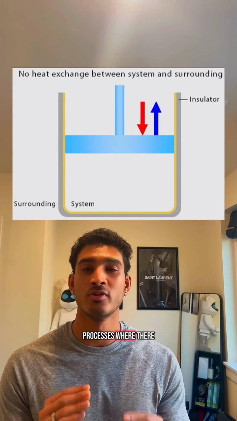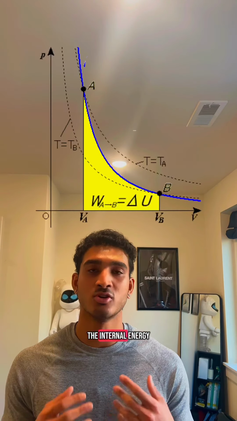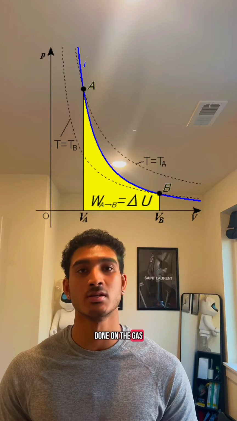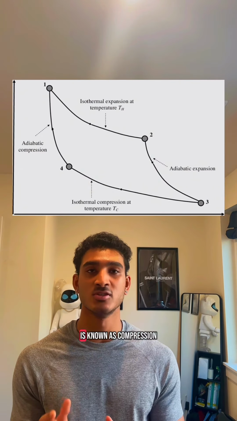And finally, we have adiabatic processes, where there is no heat transfer. This is also represented by an inverse graph, but it is steeper than the isothermal. In this case, since the heat is equal to 0, the internal energy must be equal to the work done on the gas. A final point that I want to make is that looking at the Carnot cycle, if you go from left to right, it is known as expansion, and right to left is known as compression.